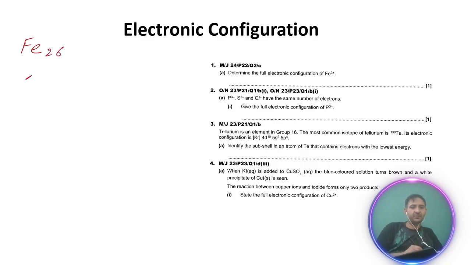So 1s2. 1 means orbit number, shell number 1, s2. There are 2 electrons in the first shell. And 2s2, 2p6. Then the orbit number 2, shell number 2, can have a maximum of 8 electrons. 6 plus 2, 8. Now it is completely filled. Now I'm moving towards the next one.